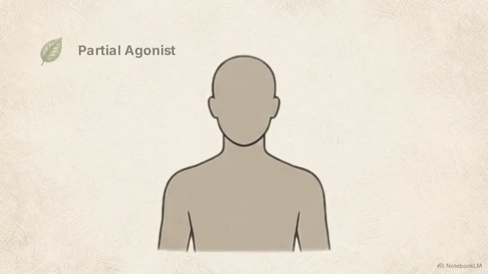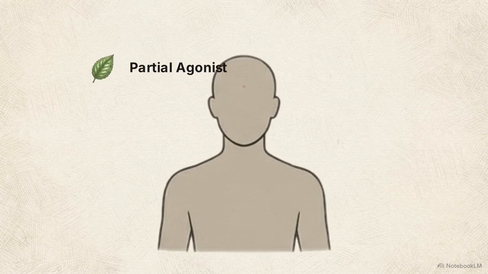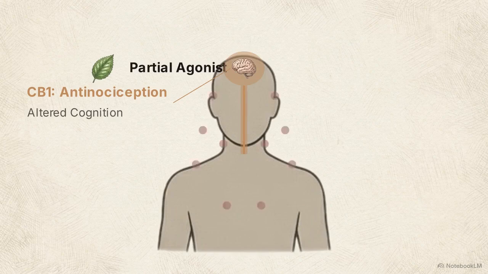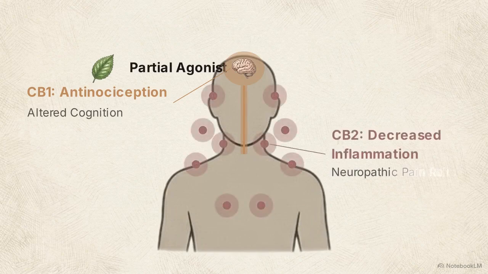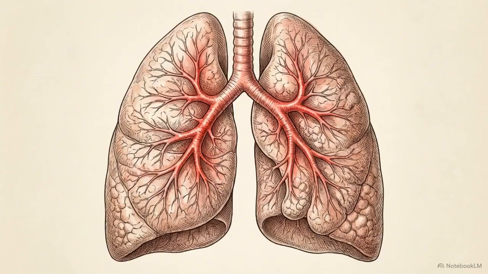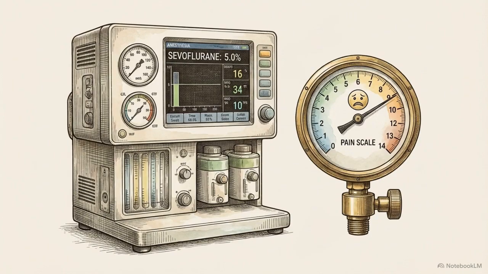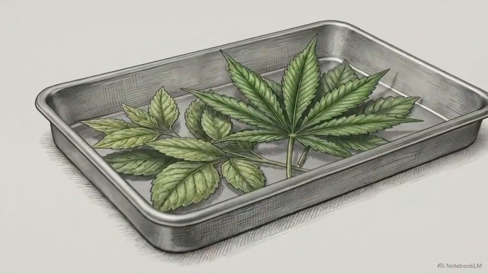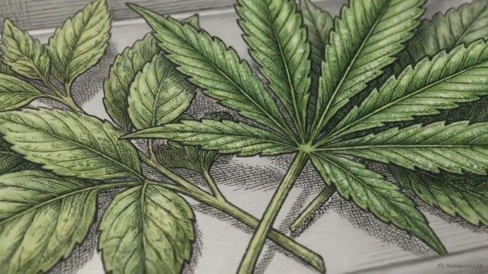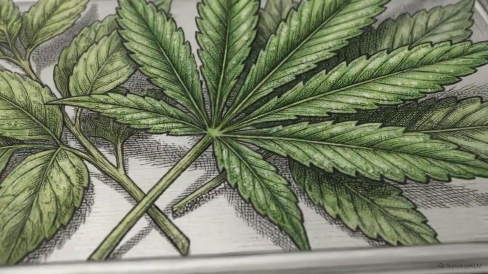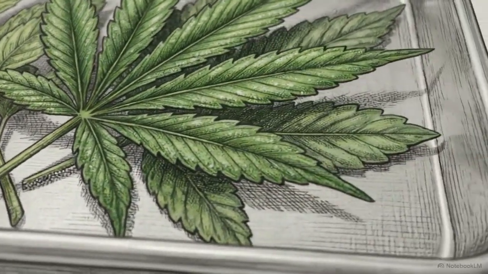The active components function as partial agonists. CB1 receptor activation in the central nervous system yields anti-nociception and altered cognition. CB2 receptor activation decreases peripheral inflammation. Intraoperatively, chronic cannabis use increases the risk of airway hyperreactivity. Patients demonstrate cross-tolerance to sevoflurane, requiring a higher minimum alveolar concentration for anesthesia, and consistently exhibit elevated postoperative pain scores. Botanicals and cannabis operate as pharmacologically active substances, requiring strict anesthetic adjustments, including altered dosing profiles and prolonged cessation timelines.